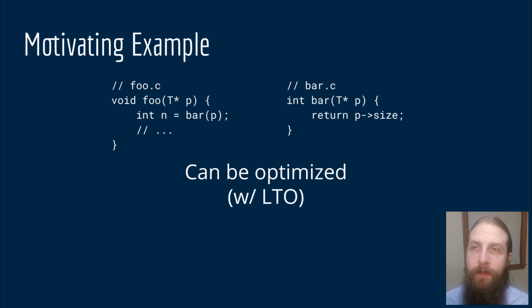Let's start with a motivating example. Let's say you're a developer and you have a function foo that calls a function bar. Bar is a very simple function and we'd like to inline it into foo. Modern compilers make that very easy to do. Even if the functions are defined in different files, all you have to do is turn on link time optimization.